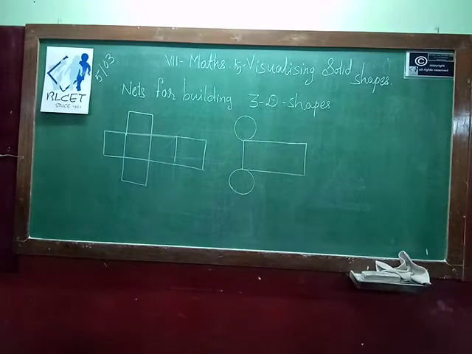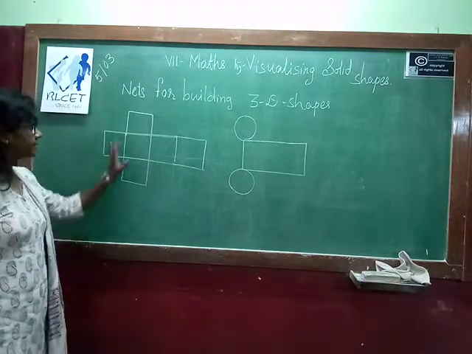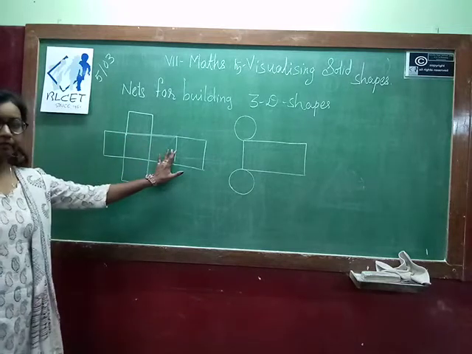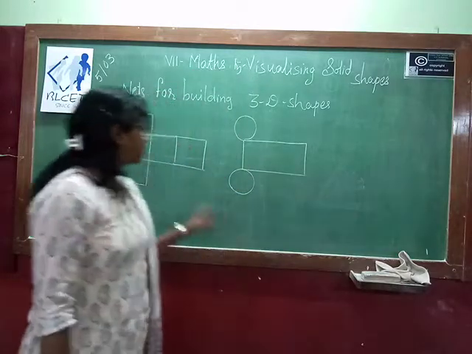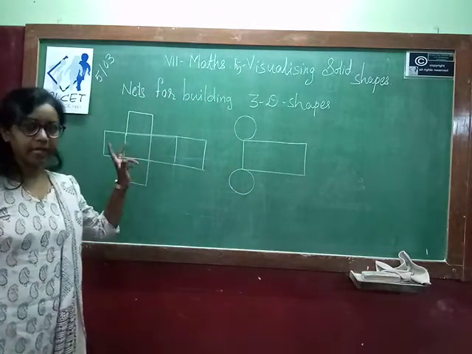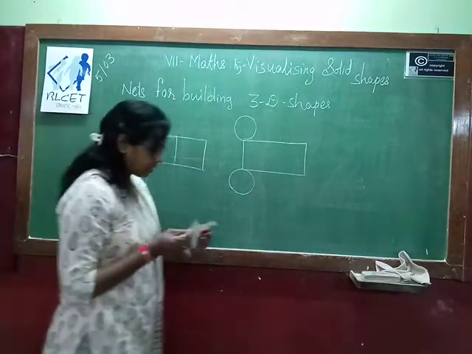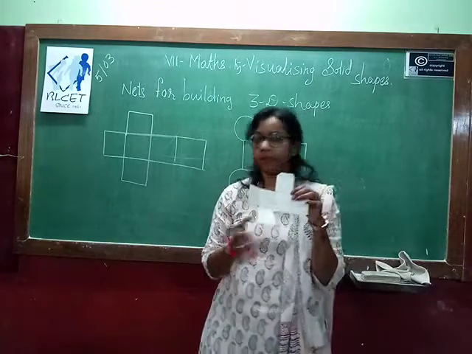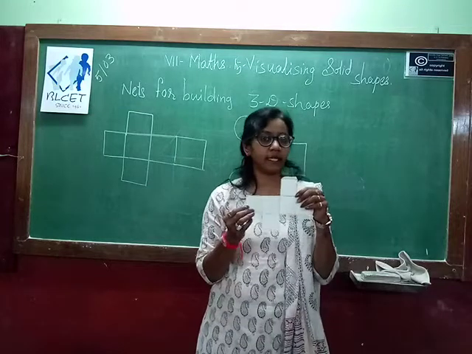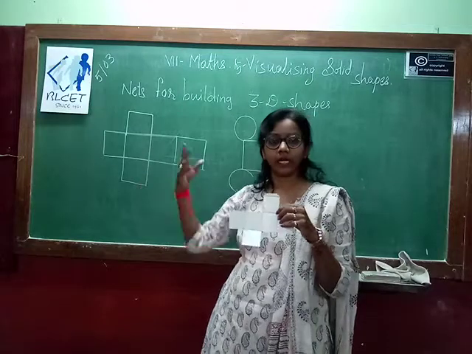Now see, our next topic is needs for building 3D shapes. If you want to build a cube, then this is the need for building a cube. What you have to do is draw the same shape on a plain paper, then cut it out. When you cut it out, it looks like this. I have just changed the shape. My net is not like this, it is a little bit different. You can draw the top and bottom anywhere and cut it. You will get the cube.